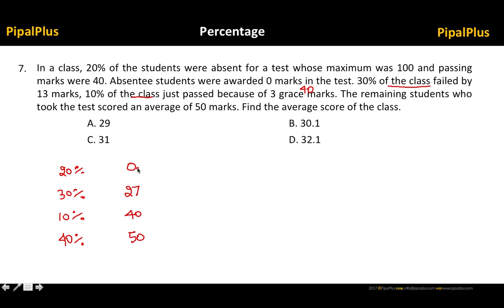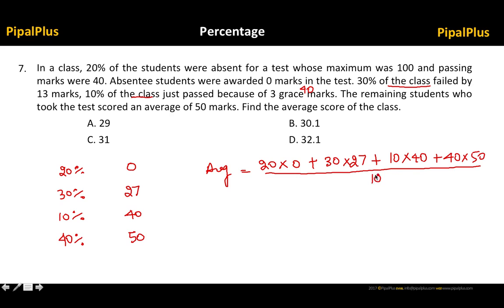Now to find the average score, we must find the total scores and divide by the total number of students. In this case, because only percentages are given, I can assume the class is of 100 students: 20 students got 0, 30 got 27, 10 got 40 and 40 got 50. So the average is going to be 20 students got no marks, 30 students got 27 marks each, 10 students got 40 marks each, 40 students got 50 marks each, and the total number of students is 100.